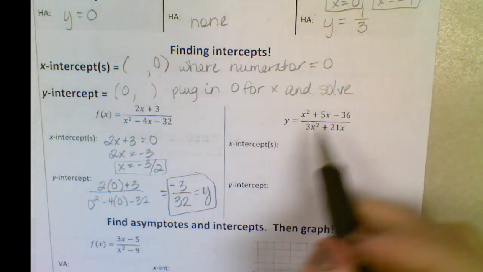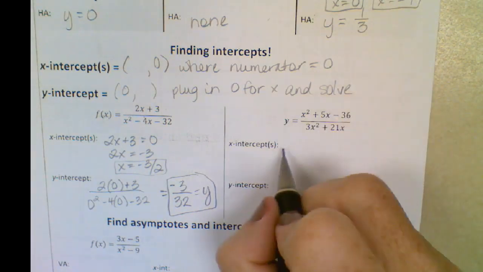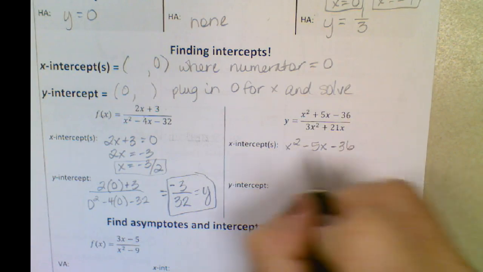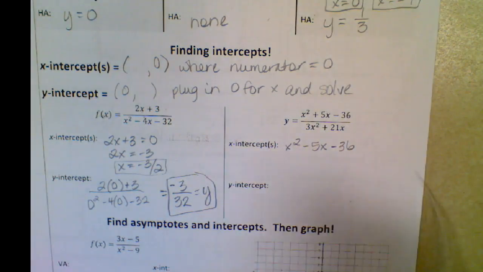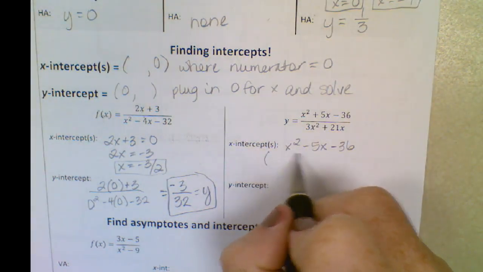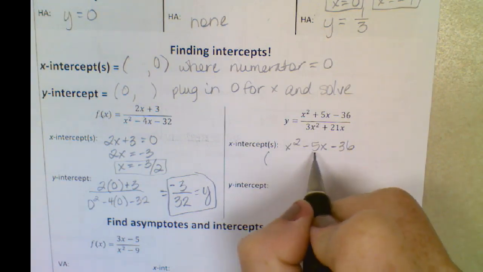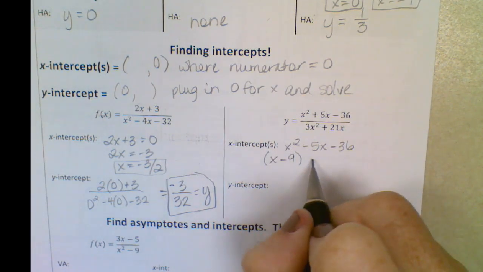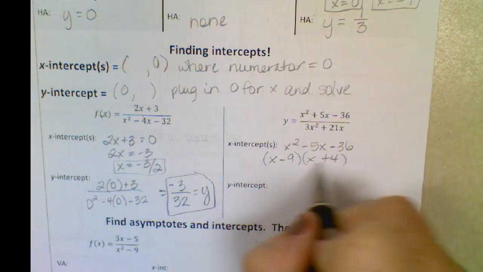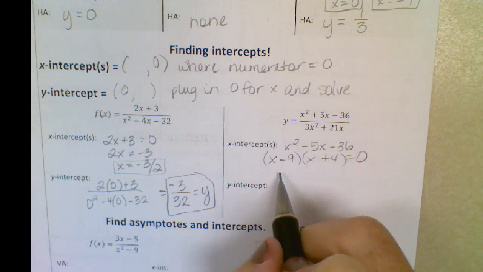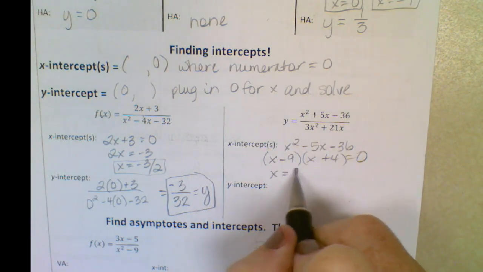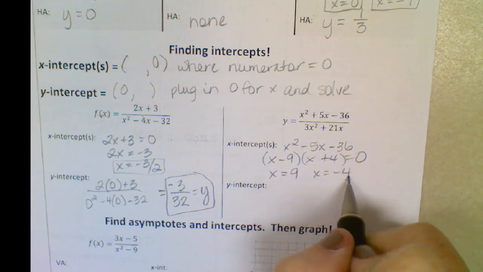So again, I have x squared plus 5x minus 36 in my numerator. Well, in its standard form, it doesn't really help me. Factored form would help me a lot more. So the numbers that multiply to negative 36 and add up to positive 5 would be x minus 4 and x plus 9, setting those equal to 0. So one of my x-intercepts, and yes, you can have more than one, would be at 4, the other one would be at negative 9.